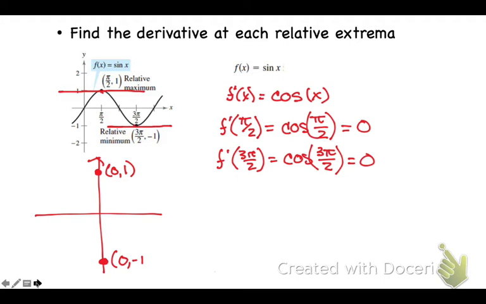So are we going to get any that don't equal 0? Yeah, you're going to have to find the extrema. Is the extrema always going to be 0? The slope at the extrema is always going to be 0. Yes. Okay, then what's the extrema?